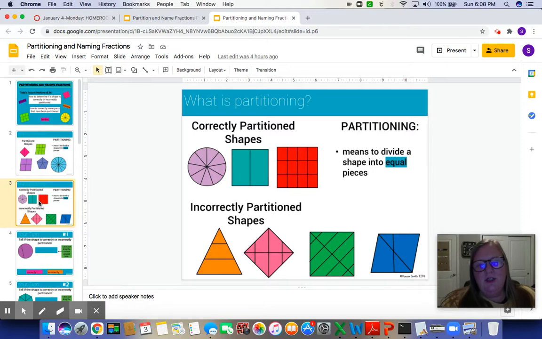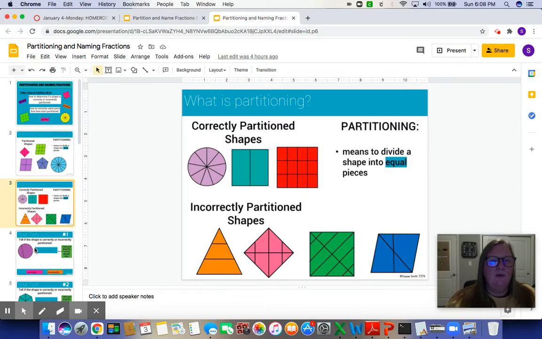Incorrectly partitioned shapes are on the bottom row. If you notice on the triangle, the top piece is pretty small and the bottom piece doesn't look like a triangle at all, and it's very wide. Same way with the other shapes beside that. Some of the pieces are small and some of them are large. So that is not partitioned into equal pieces. That would be incorrectly partitioned.